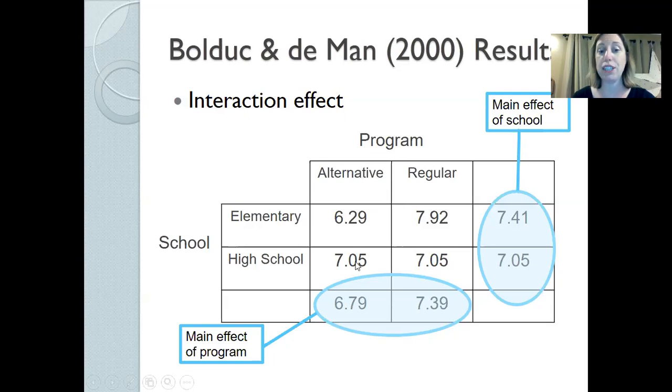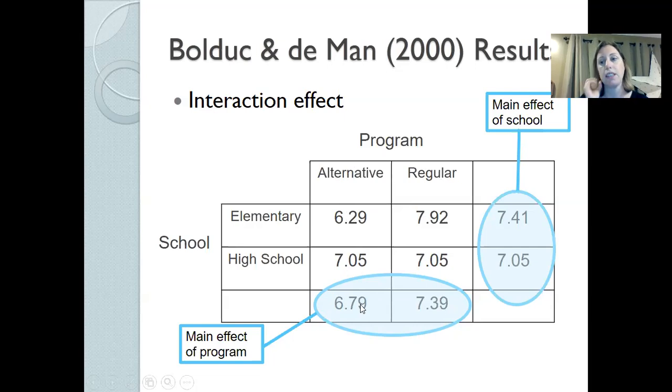So I'm going to average down because I want to know the mean for all kids in the alternative program and all kids in the regular program. So I average down, I'm going to add these two numbers and divide by 2. So the average kid in the alternative program had a mean of 6.79. The average kid in the regular program had a mean of 7.39. I don't care about school, so I'm averaging across school.